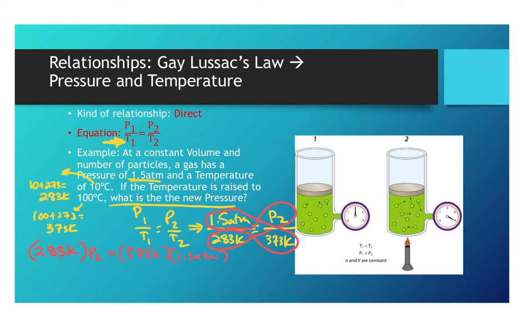Okay. Now it's just like the equations that we used for Boyle's law. So to solve for P2, we're going to divide both sides by 283K. 283 cancels on that side. So I end up with P2 equals 373 times 1.5 divided by 283, which is 1.98 ATM.